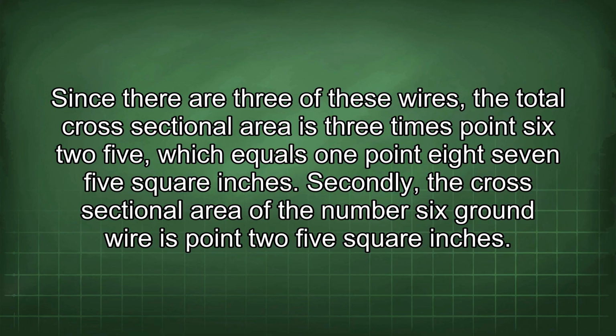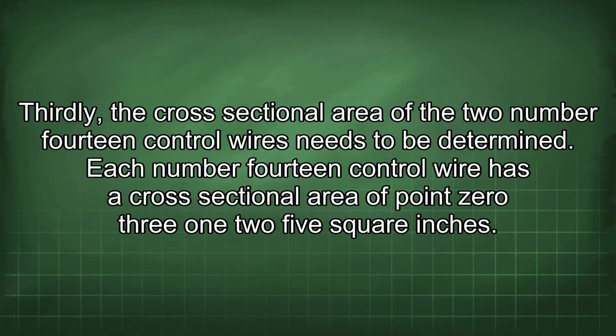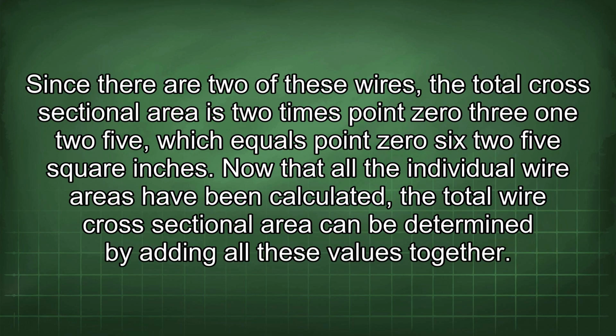Secondly, the cross-sectional area of the number 6 ground wire is 0.25 square inches. Thirdly, the cross-sectional area of the 2 number 14 control wires needs to be determined. Each number 14 control wire has a cross-sectional area of 0.03125 square inches. Since there are 2 of these wires, the total cross-sectional area is 2 times 0.03125, which equals 0.0625 square inches.